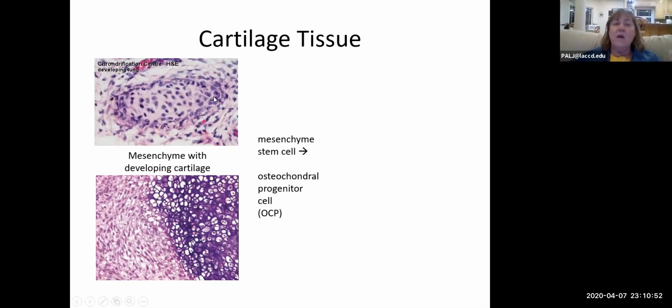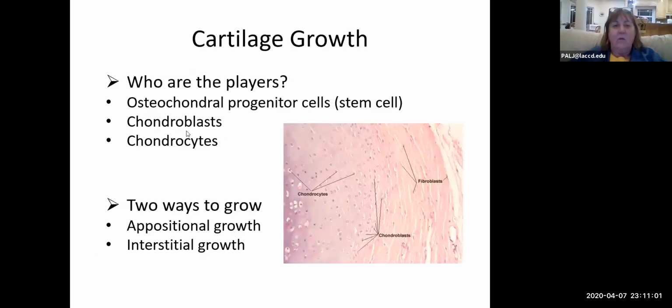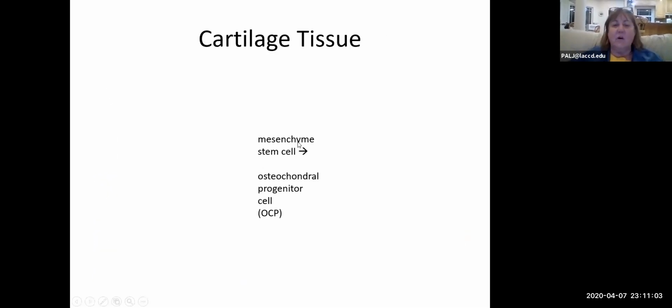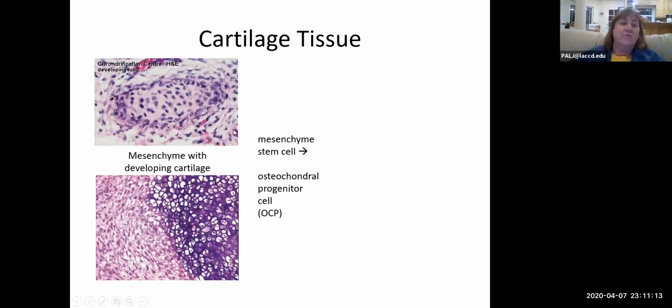Remember, the precursor for all the types of connective tissue was mesenchyme. So we have to start with mesenchyme. And we have a mesenchyme stem cell, which gets the message, become an osteochondral progenitor cell. And then the osteochondral progenitor cell gets the message that says, make cartilage. Okay. So this is what we have going on in this upper one.